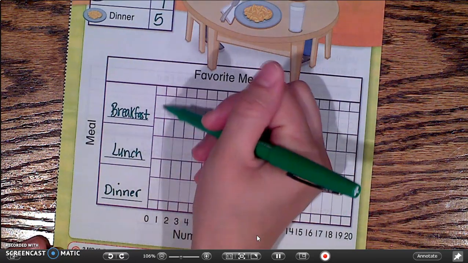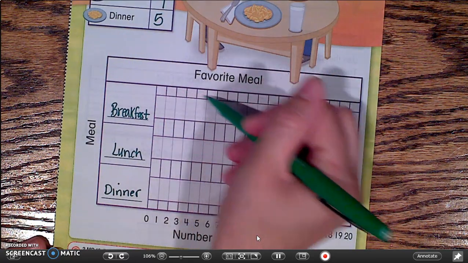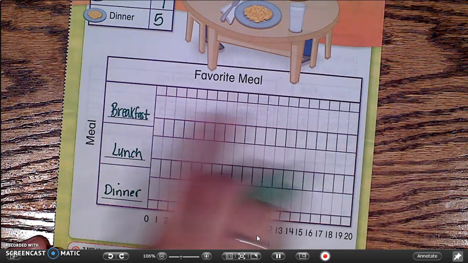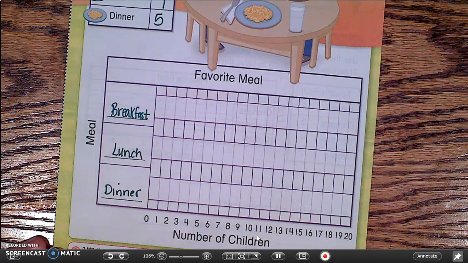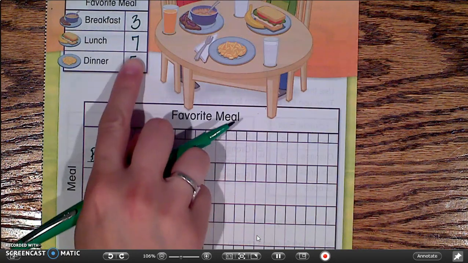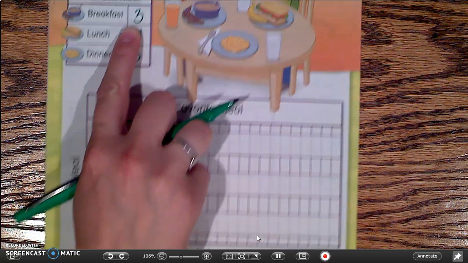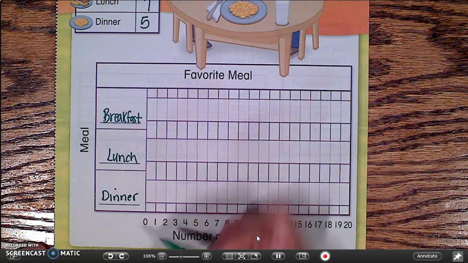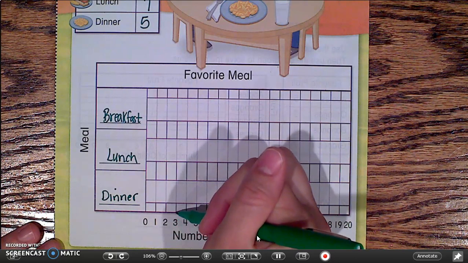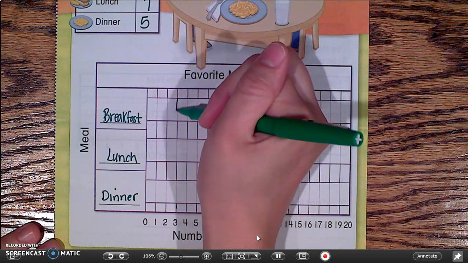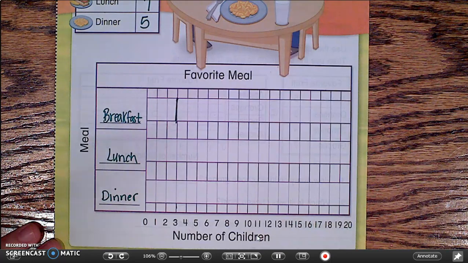Now here, these little lines, do you see how it's lighter right here? That's where we're going to make the bar. The darker lines are just going to help separate it so we can see. So here, how many students like breakfast? 3. So I'm going to go to 3, and I found 3, and I'm going to go all the way up, and I'm going to make my line. Okay?